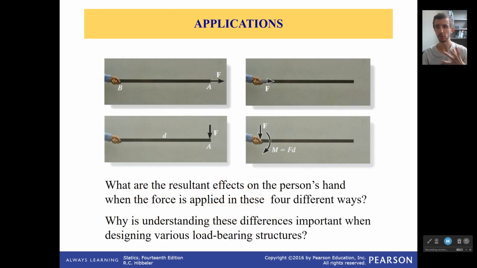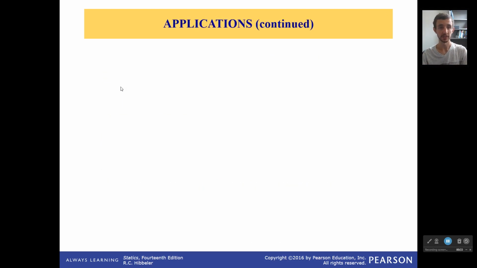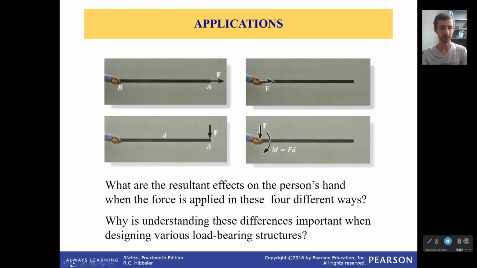So first off, why do we want this couple moment thing? Well, we want it because we have a force that's acting on, let's say, some rod. But we probably want to figure out, what does the hand here feel? What does the hand feel? Not what does this end of the rod feel?